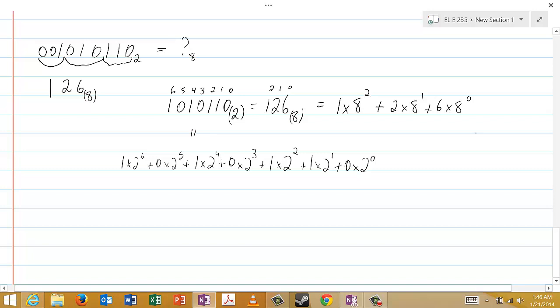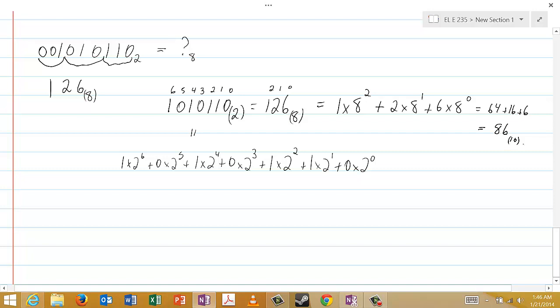Now let's check both of these numbers and see if they are equal to each other. Well, 8 squared is 64. So this is 1 times 64, which is 64. 8 to the 1st power is 8, and 2 times 8 is 16. And finally, 8 to the 0th power is 1, and 6 times 1 is 6. So the number on the right is 86 in base 10.